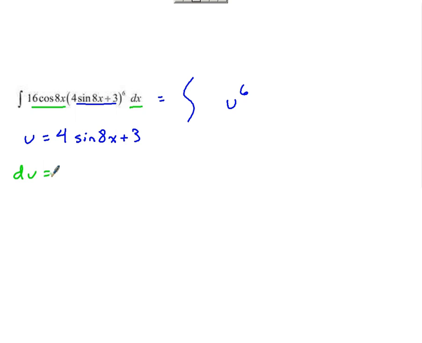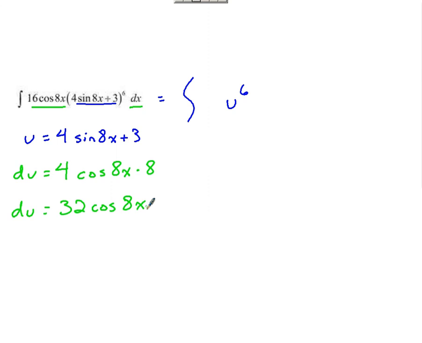You got 4 sine of 8x. So 4 stays. Derivative for sine of 8x is going to be cosine of 8x. Anything else? Times 8. Remember, you have to take the derivative of that 8x. 3, of course, that goes to 0. So clean it up a little bit here. The 4 and the 8 I can multiply together. That's 32 cosine of 8x.